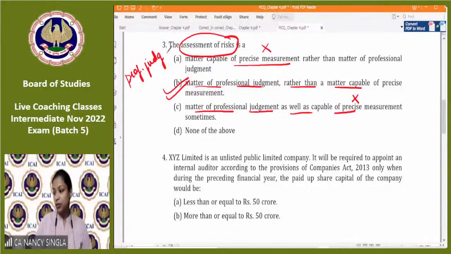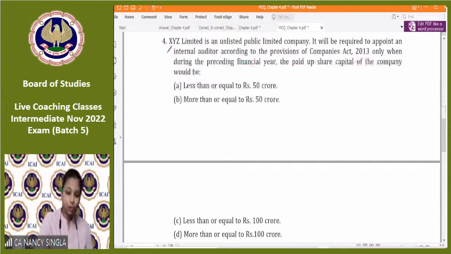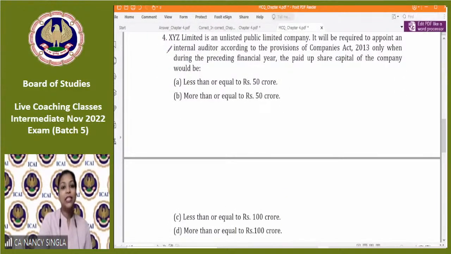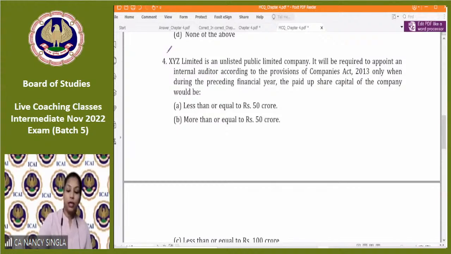It is a matter of professional judgment of the auditor. Okay? Khushi, Hari, Ram, please take your answer. Question number 4. XYZ, we will do this again in the next class, the 4th question.